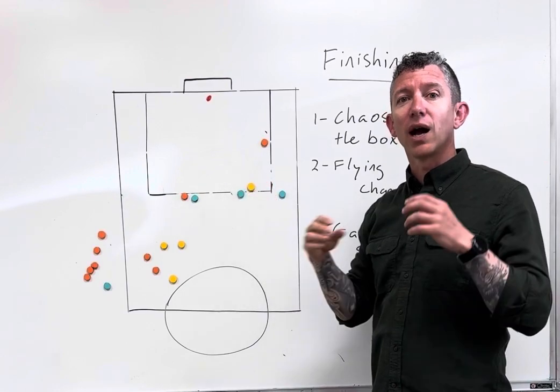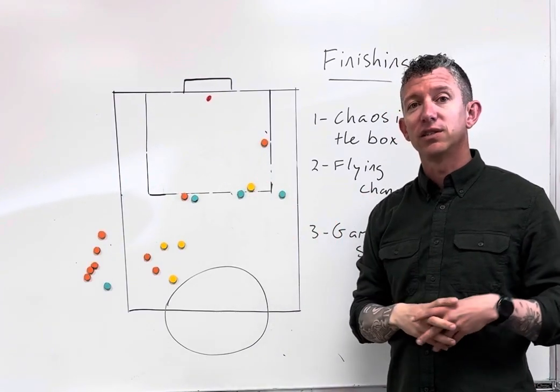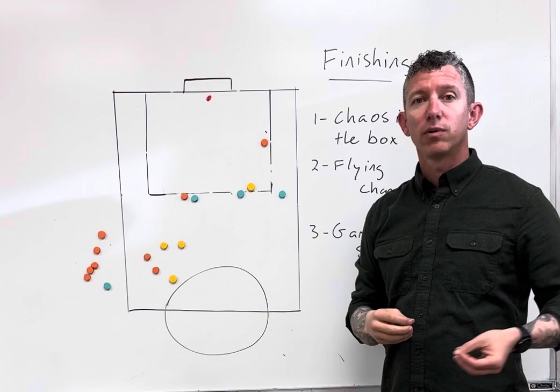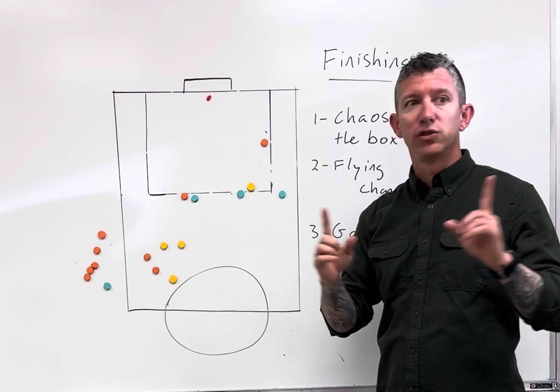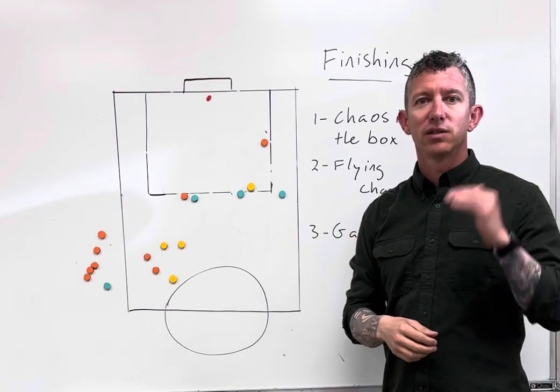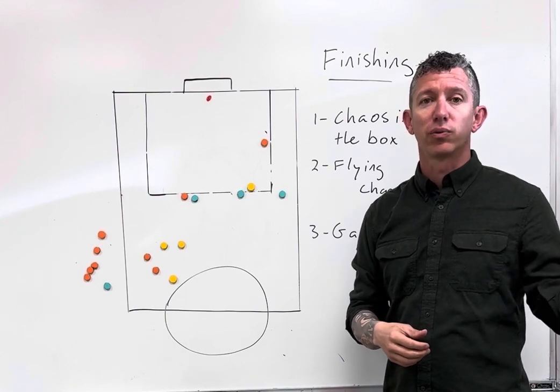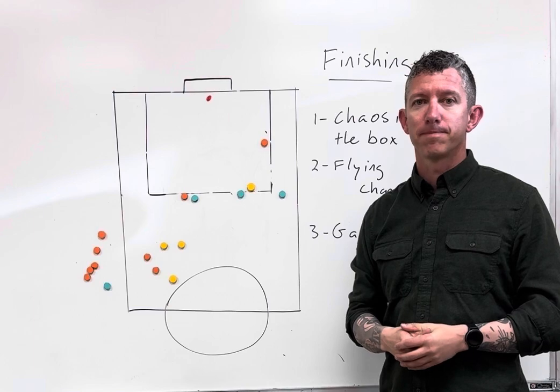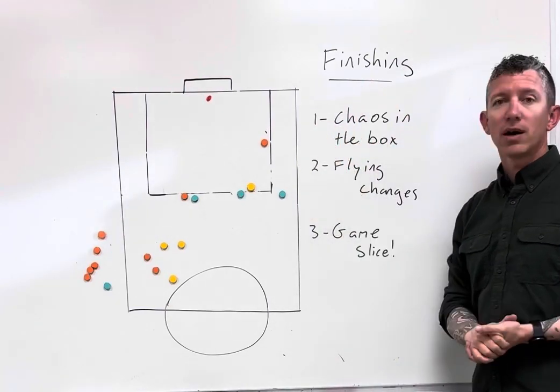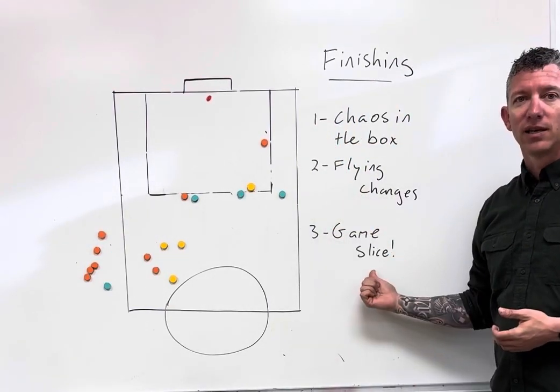So can we turn our finishing sessions into alive movement problems that give our players opportunities to read the cues, make decisions, and have technical outcomes that are relevant to the problems they're going to face in the game? Finishing, chaos in the box, flying changes, game slice.